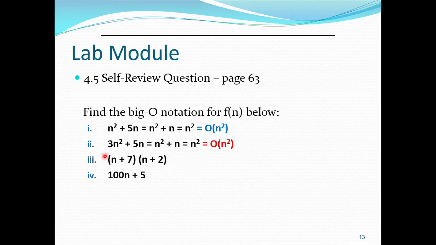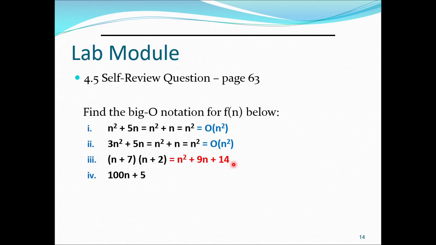We write the big O notation as O of n squared, on the order of n squared. For the third expression, we have an expression that we need to simplify first before we apply the big O notation steps. When we simplify this, n times 2n plus 7n, and then 7 times 2 is 14. So n squared plus 9n, because 7n plus 2n is 9n, and then plus 14.